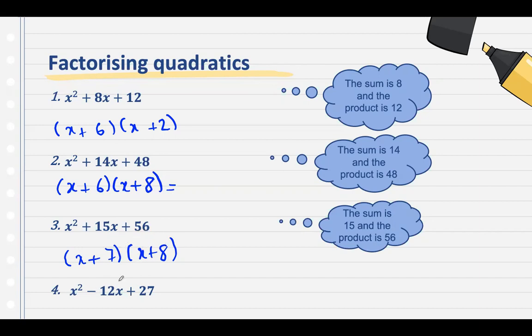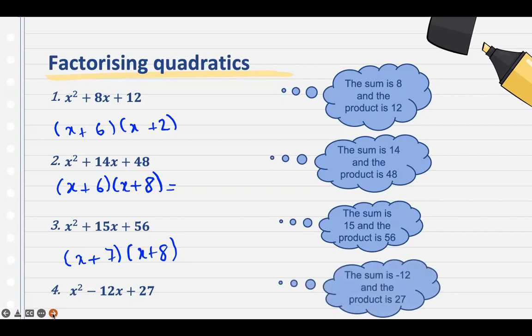And the last one, two numbers that sum to make minus 12, but the product is 27. And this is going to be a bit of a tricky one, but it's actually going to be x minus 9 and x minus 3, because minus 9 minus 3 is minus 12, but minus 9 times minus 3 is 27, it's positive 27.